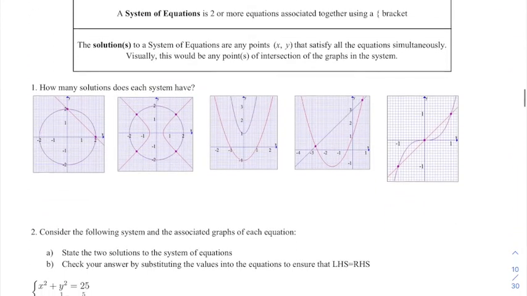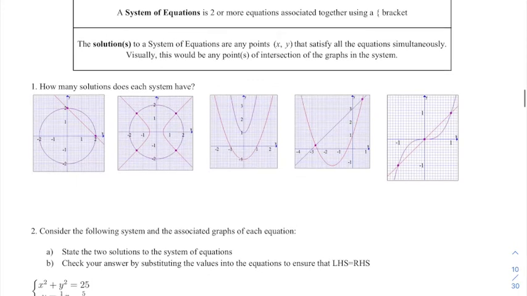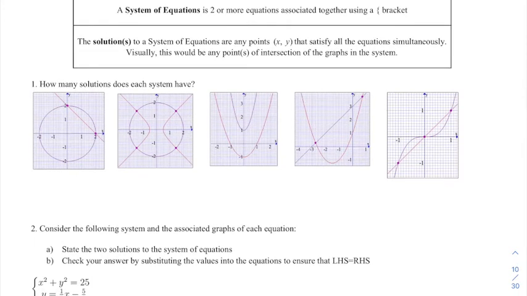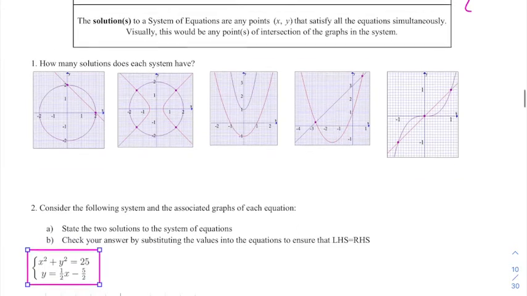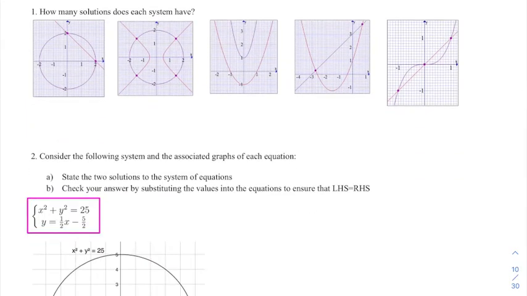Okay. What is a system of equations? So a system of equations is two or more equations associated together using one of these brackets. So if you'll notice, there's one down here. And what that means is these two, I know you don't know these equations yet, but they are associated together in a system by those brackets.